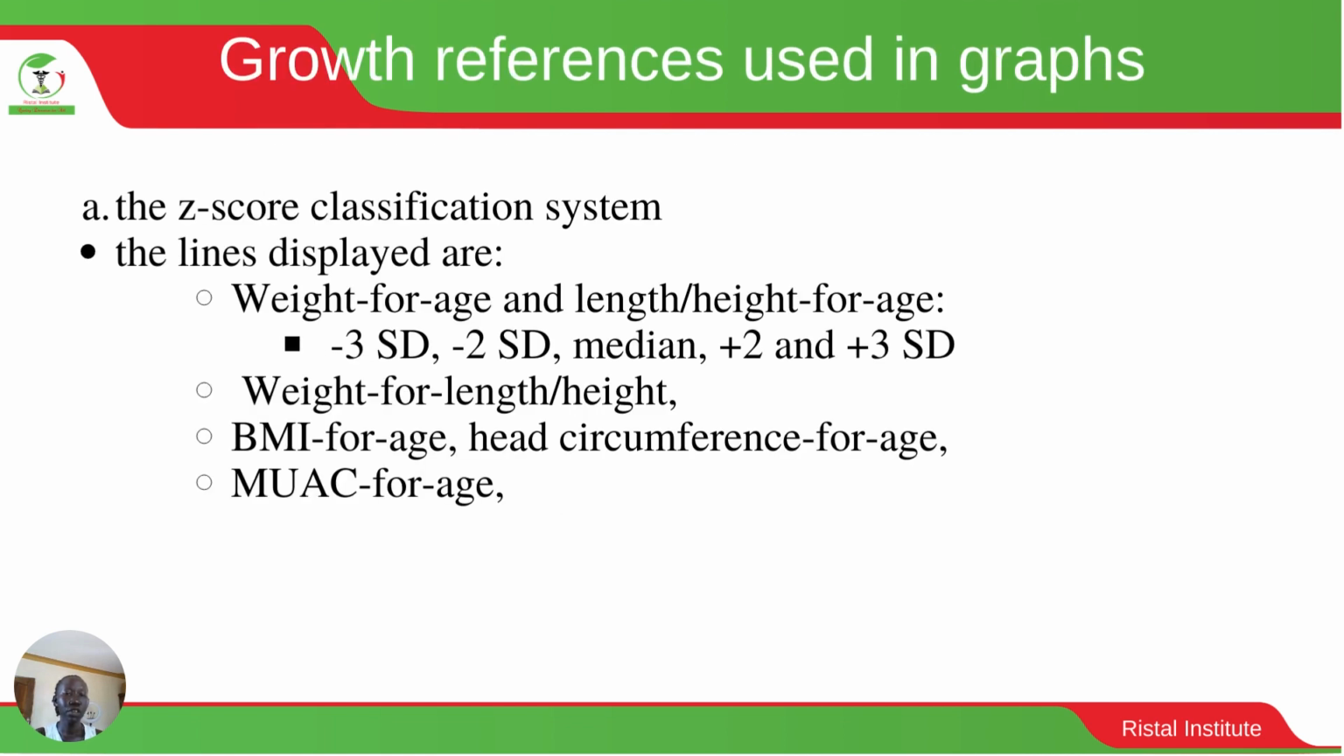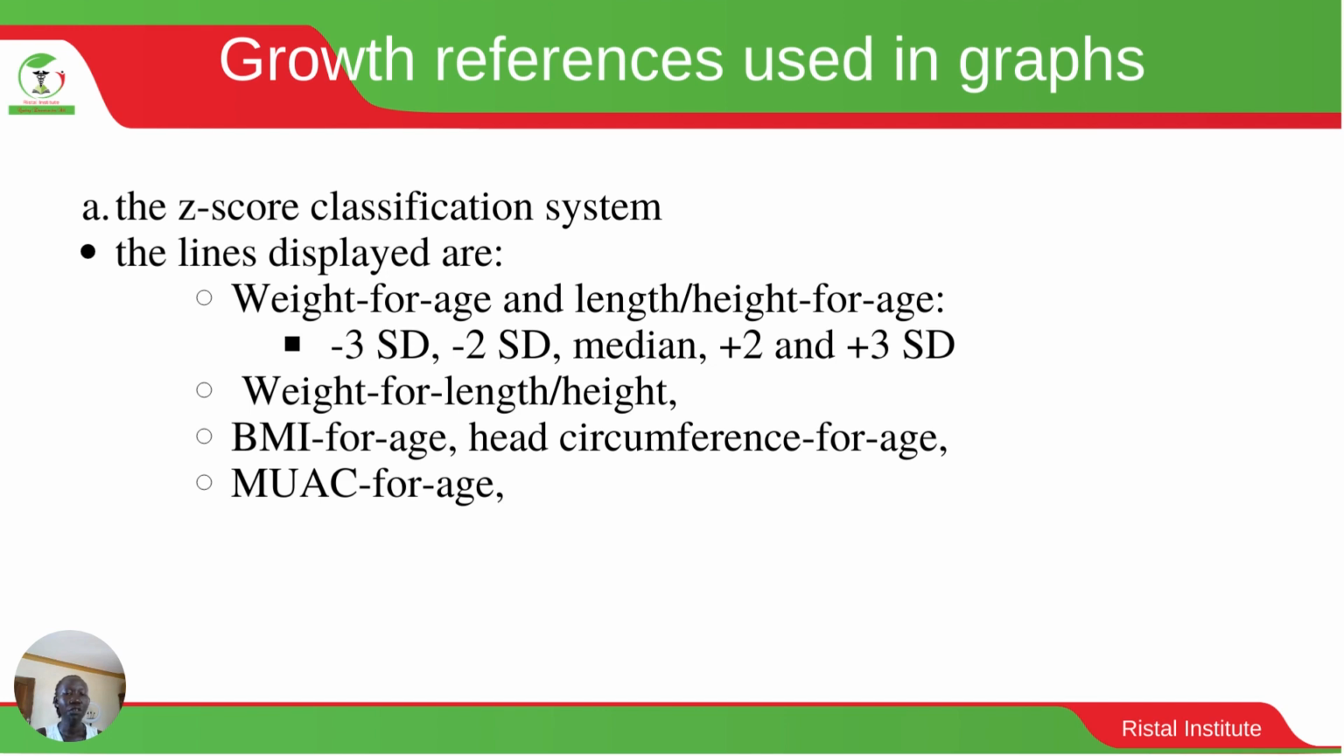The growth references used in graphs. One, we have the Z-score classification system. The lines displayed are weight for age and the length or height for age. And they are in the order of -3 SD, -2 SD, then the median value, then +2 SD, and +3 SD. -3 SD indicates that the child is not okay at all. Then +3 SD indicates that the child is very fine. Then in the middle there, that's where you can assess moderate acute malnutrition or severe acute malnutrition.